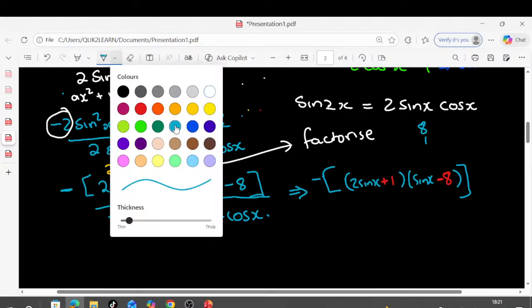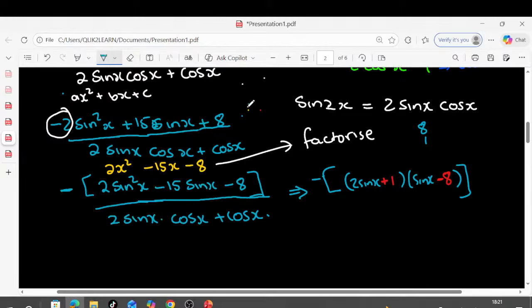On the bottom part, I can take out a common factor. So I have sine x. My common factor will be cos x. Let's take it out as a common factor. The cos of x inside the bracket, I'm left with 2 sine x. We add 1. So this is what we have on the bottom. From that, we can see that there's something that will cancel.